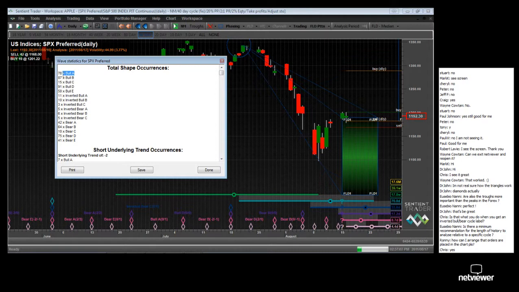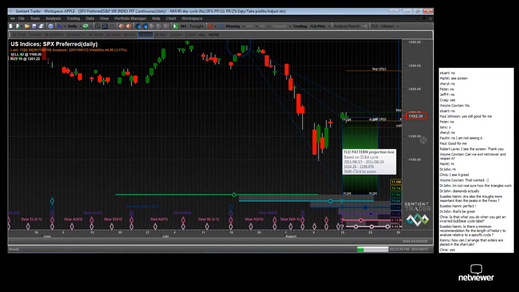Now I'm going to divert just for a moment longer, and you can take a look at what are called the wave shape statistics, where Sentient Trader will present you with the number of every single wave shape that occurs in this particular data series. You can see that there are 76 bull A's, 87 bull B's, and so on. There are 11 inverted bulls, 10 inverted bulls, and so on. There are very few inverted patterns. Here are the inverted patterns. I hope you can see them. Those are the inverted patterns.